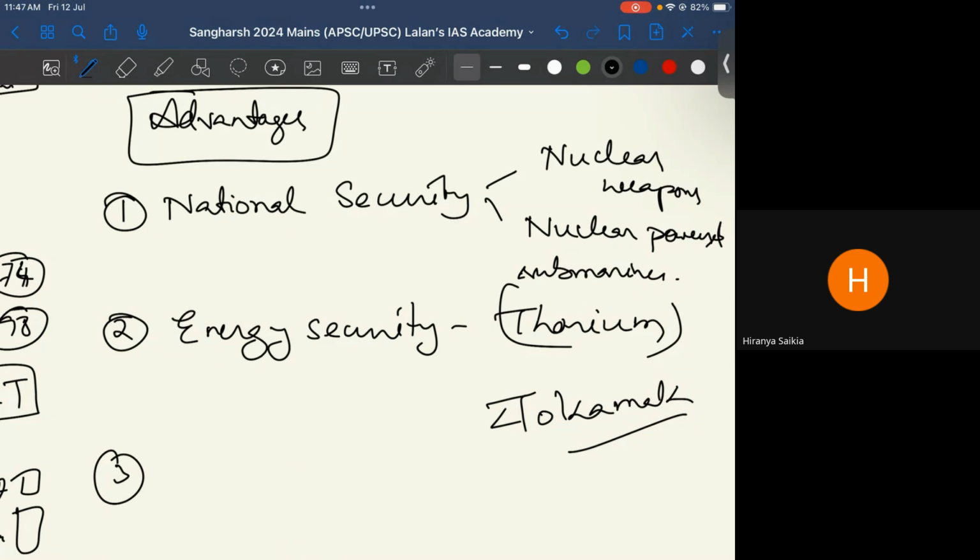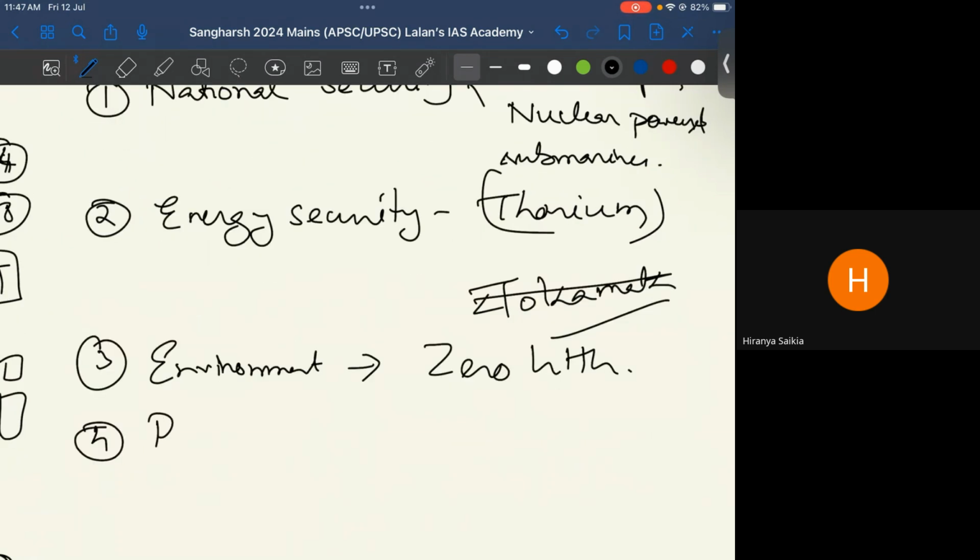In terms of energy security it is important, then in terms of the environment it is positive because zero greenhouse gas emission. Then fourth, we can say it is a very reliable source of energy 24/7, unlike, say, renewable energy. Solar is not reliable, it is intermittent, it breaks, location is important. Here, your location is not that significant.